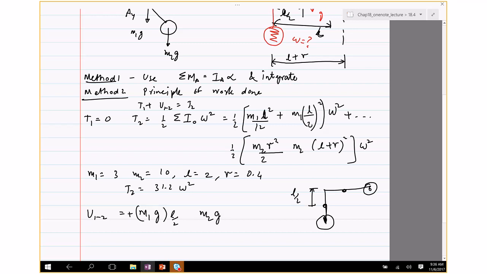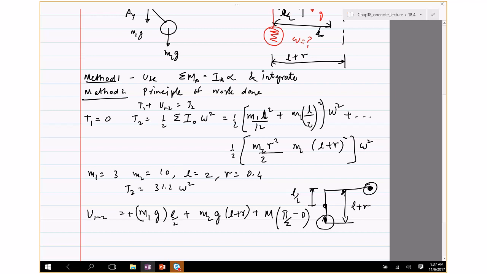The work done by M1G is simply the descent of the rod. So it's going to be L divided by 2. And since mg is downwards and the distance moved is downwards, that's going to be positive. Then there is work done due to m2g. So m2g moves from here to here, and this distance is L plus R. Again, that's positive because m2g is downward, L plus R is downwards. And then finally, the work done due to moment M is M times the final angle, which is pi divided by 2. The initial angle is 0.